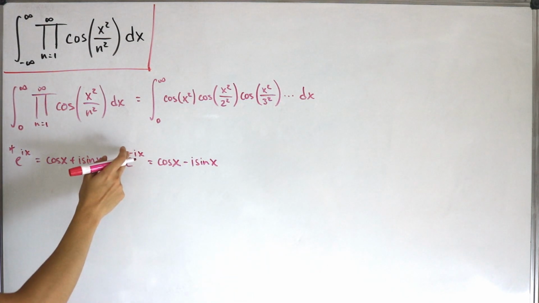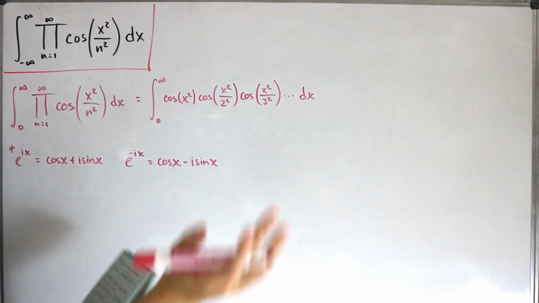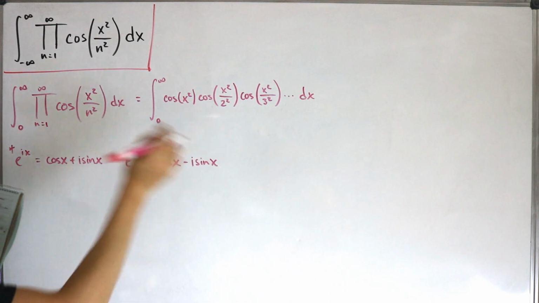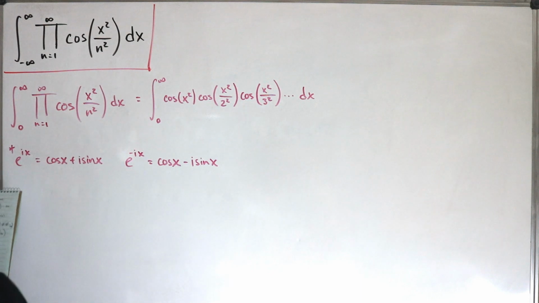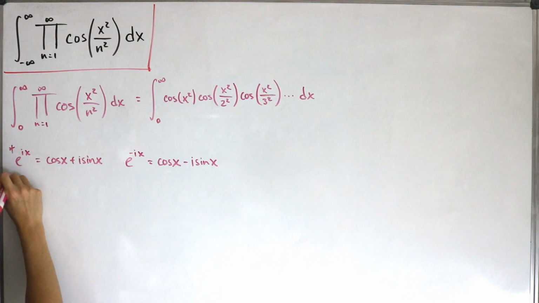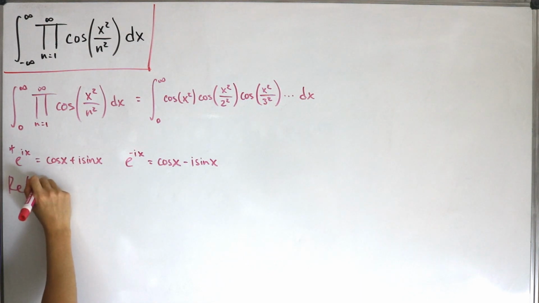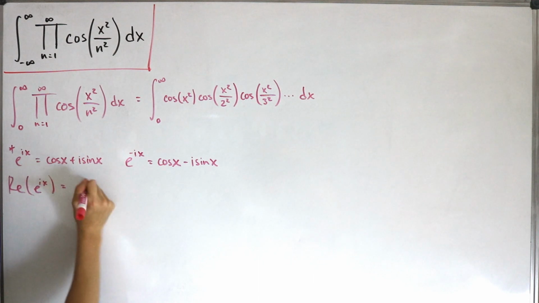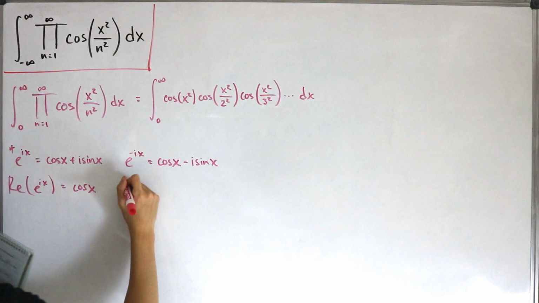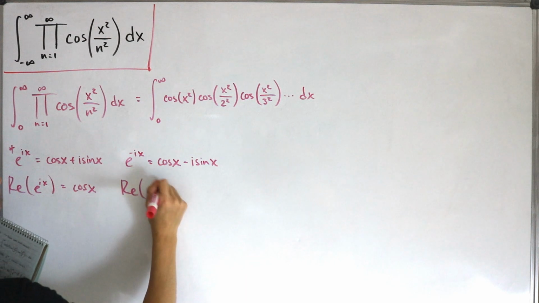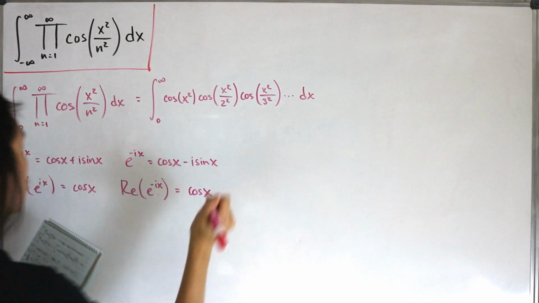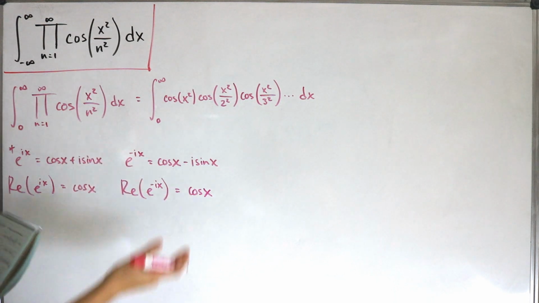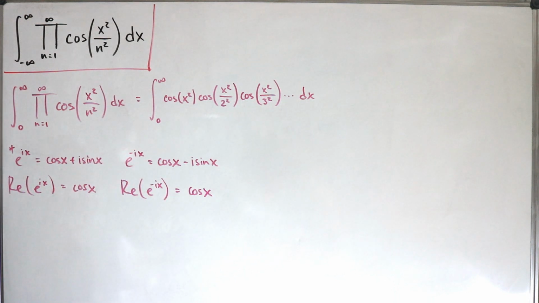Cosine is an even function, so we get that same function, while sine is an odd function, so that's the negative unit being multiplied. If I take the real part of both of these functions, the real part of e to the power ix from Euler's formula is just cosine of x. And the real part of e to the negative ix? Guess what, that's the same thing, also cosine of x. We get the same result. So what does this have to do with anything?